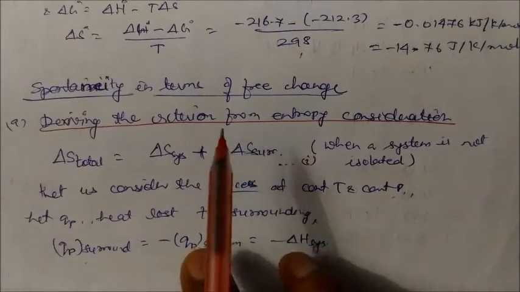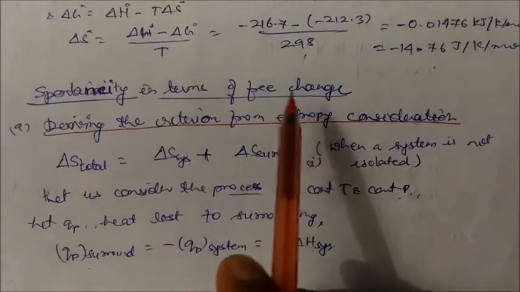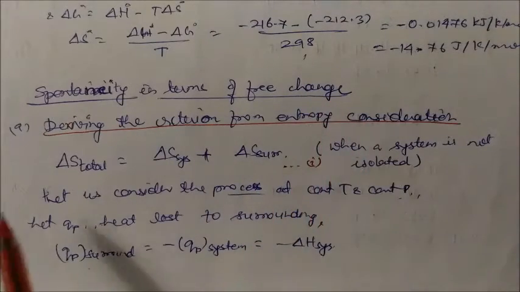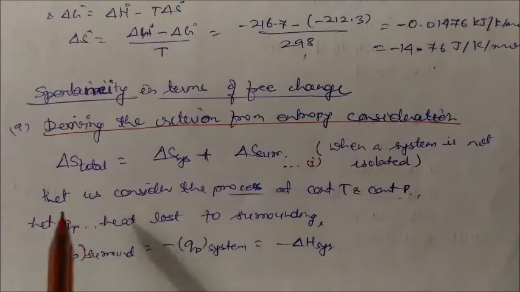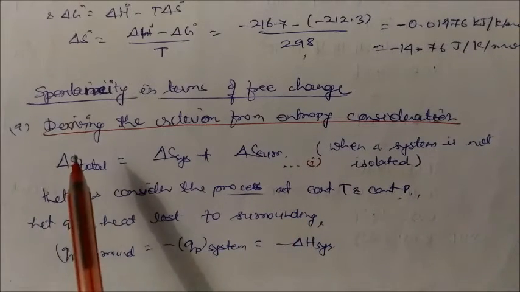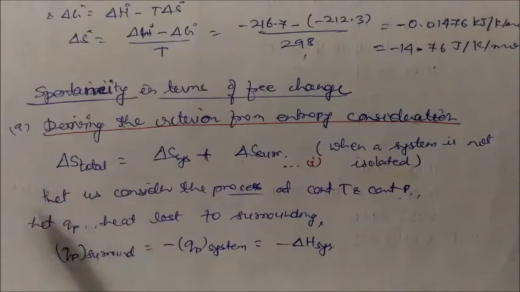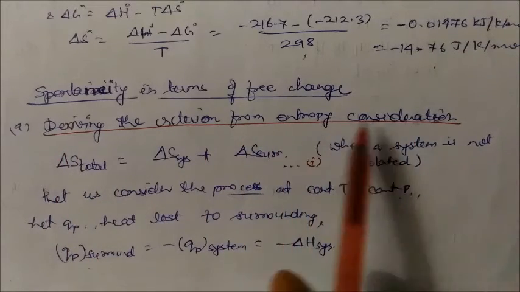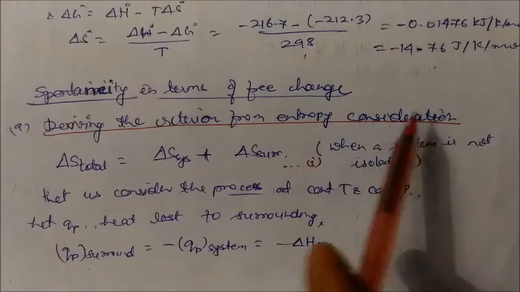Now we will see spontaneity in terms of free energy change. How spontaneity will take place in terms of free energy change. So we have two conditions, and we'll see these two conditions one by one. So first is deriving the criteria from the entropy consideration. We have to take the entropy consideration first. This is the first case.